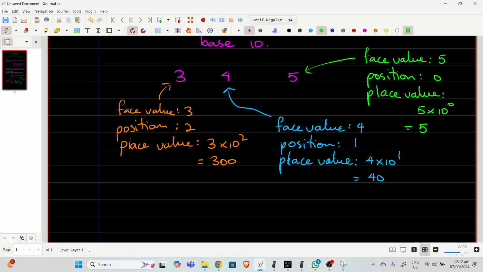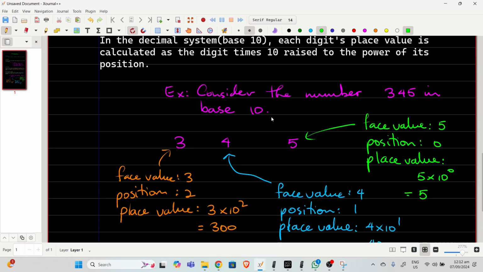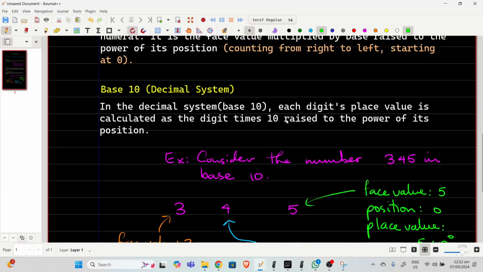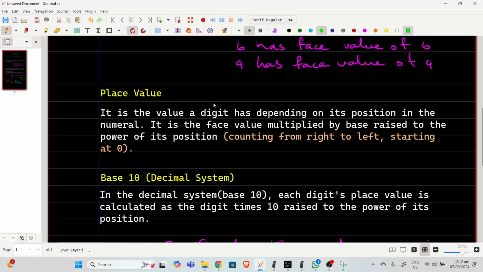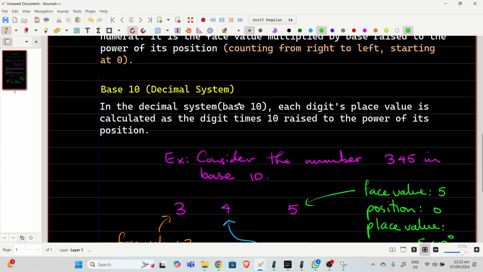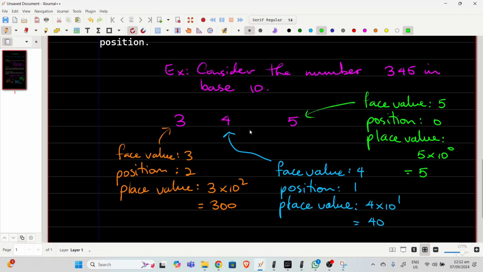Now, we're going to take this exact same principle right here and apply it to every other number system. So we're going to be using the face value and the place value for the different number systems so that you can interpret these numbers coming from different bases.